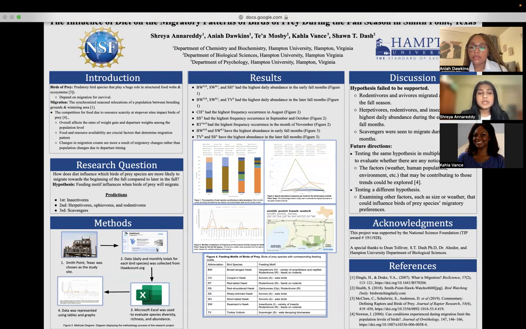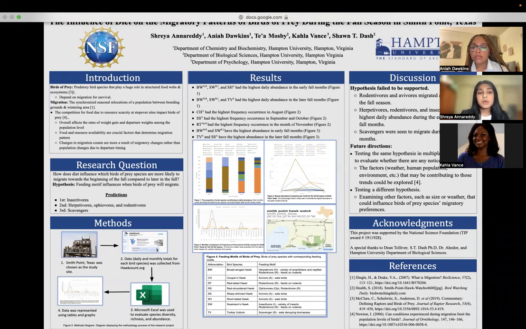The herpetivores, rodentivores, and insectivores had the highest daily abundance during the earlier and later fall months, such as the broad-winged hawk, which is a herpetivore and a rodentivore, and the Swainson's hawk, which is a rodentivore and an insectivore. And it was also seen that the ovivores, which include Cooper's hawk and the sharp-shinned hawk, peaked during the majority of the fall months, not necessarily earlier or later in the season. So these results also rejected 2 of our predictions because insectivores, herpetivores, and rodentivores migrated all throughout the fall season, not necessarily insectivores migrating the earliest, and then the herpetivores and the rodentivores.